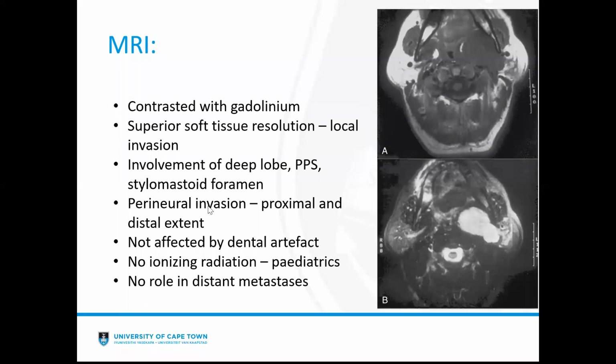It's further superior at assessing perineural invasion, which may be particularly useful in cases of adenoid cystic carcinoma, where there's neurological fallout, particularly of the facial and trigeminal nerves. It allows one to predict the proximal and distal extent of invasion of the nerve and plan surgery accordingly.